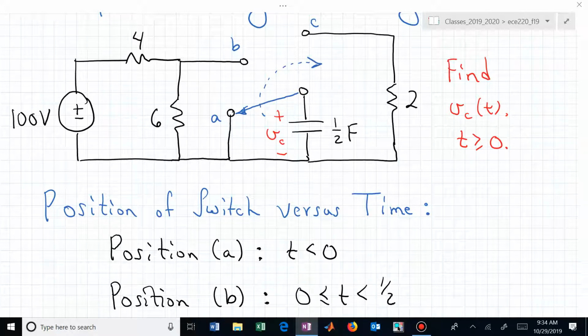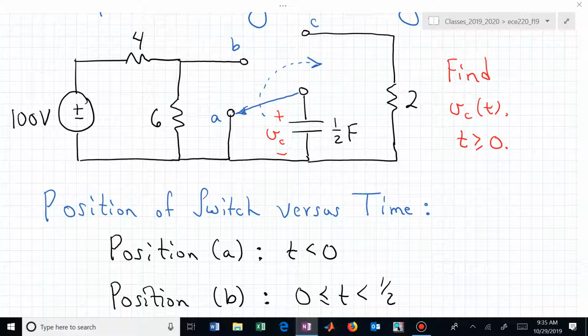We're switching then between A, B, and C. We're starting in A at time less than 0. We will then transition to B at time 0 and stay there for 1/2 second. And then at that time, we will switch to position C. Is it clear what we're doing with the switches? We're just switching clockwise, A to B to C. We start in A, go to B, and then we go to C.